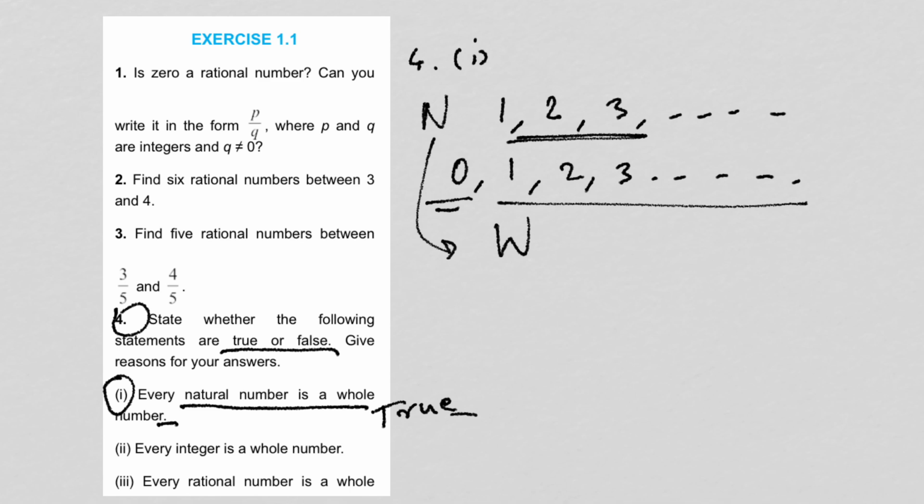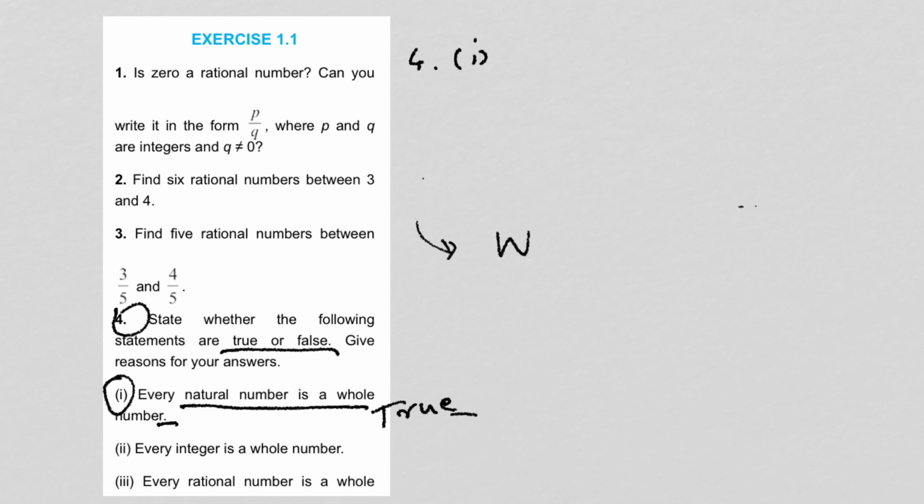Now our second question is, every integer is a whole number. So what are integers? Integers are counting numbers or the whole numbers along with the negative numbers.